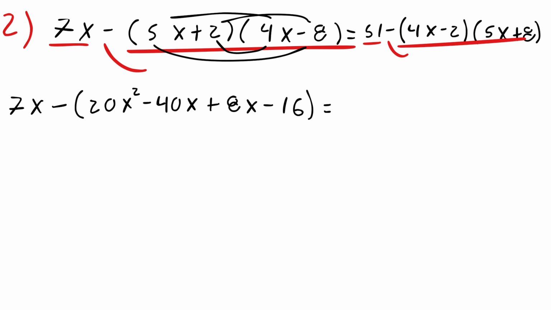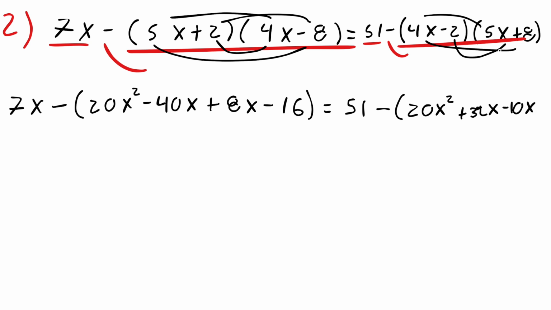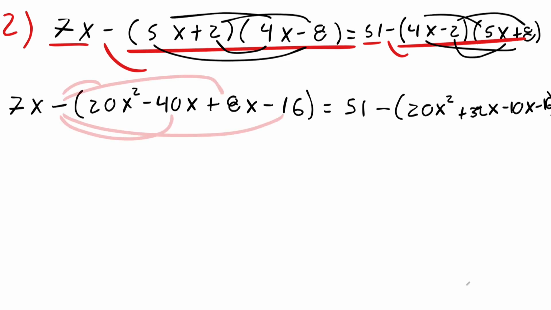Now let's pass to the other side of the equality. 51 remains as 51 minus, and then we apply the same distributive property. 4x times 5x would be 20x to the power of 2. 4x times 8 would be plus 32x. Let's continue with the 2. Minus 2 times 5x would be minus 10x. Minus 2 times 8 would be minus 16. So, remembering how signs act with other signs, let's start.